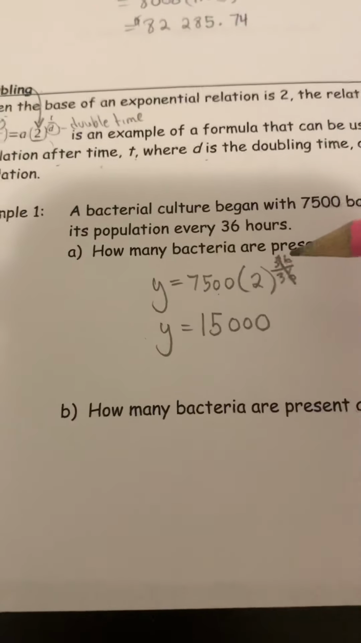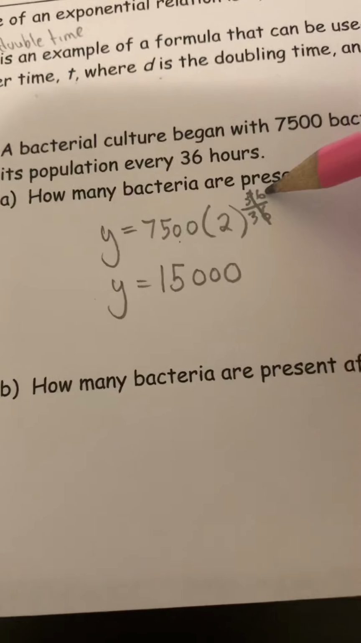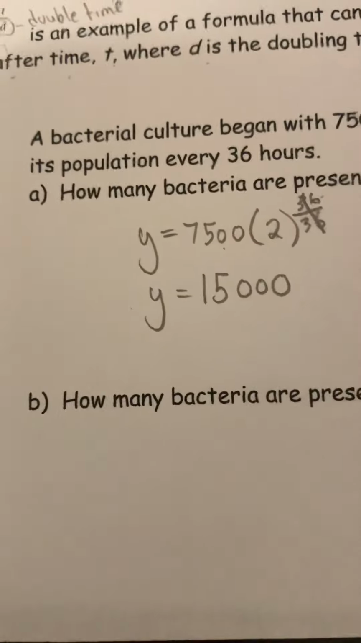Okay, these aren't always going to cancel out. A lot of times the number on top will be larger. So you just divide it, and then you do 2 to the power of whatever that answer is.